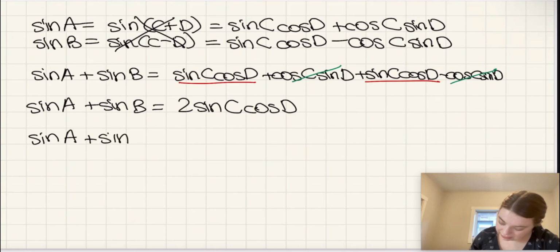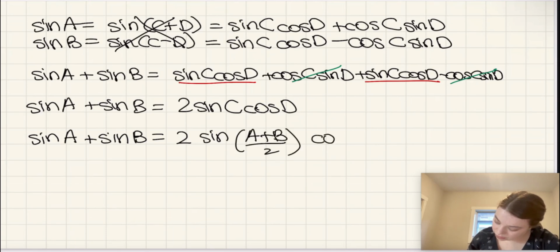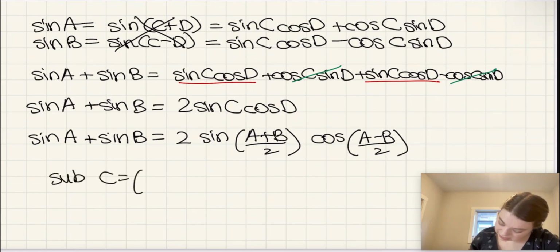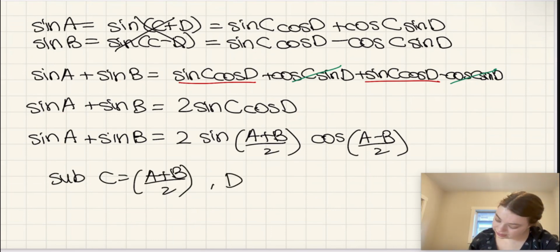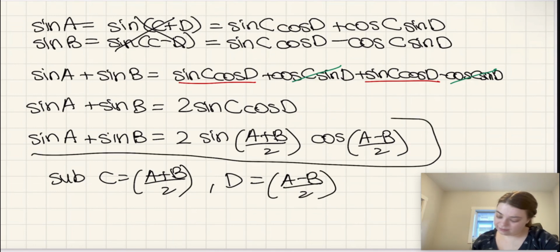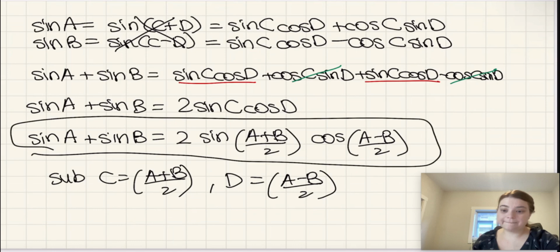So sine A plus sine B is therefore equal to 2 times sine of (A plus B) over 2, times cosine of (A minus B) over 2, right? Because here we're just subbing in. All we did was sub in C equals (A plus B) over 2, which is how we defined it in the first place, and also D equals (A minus B) over 2. So by subbing those back in, we end up with the final formula that we set out to prove.